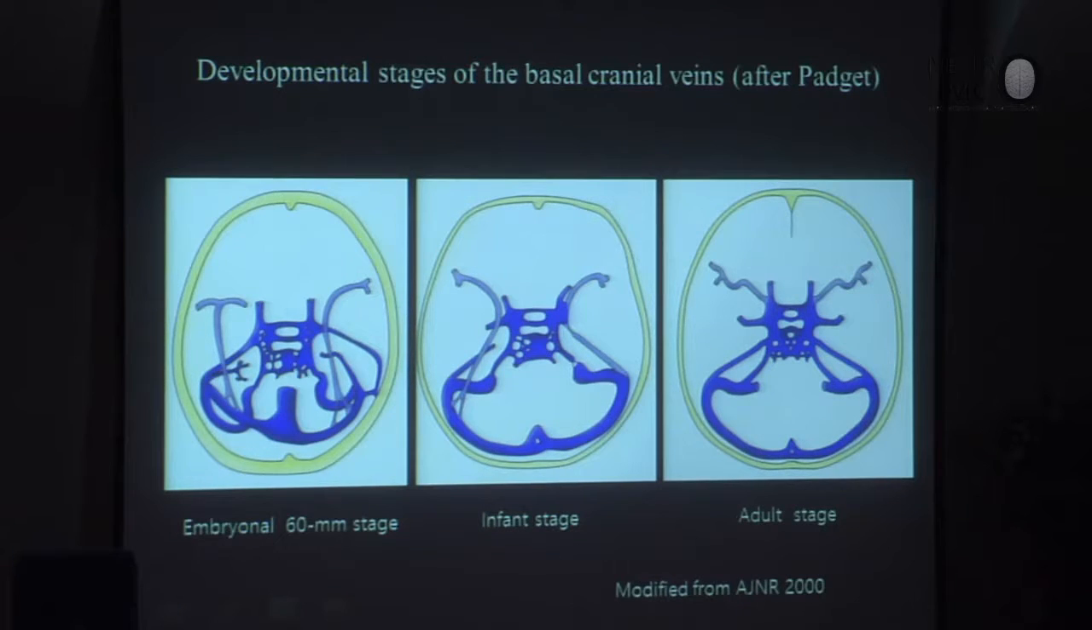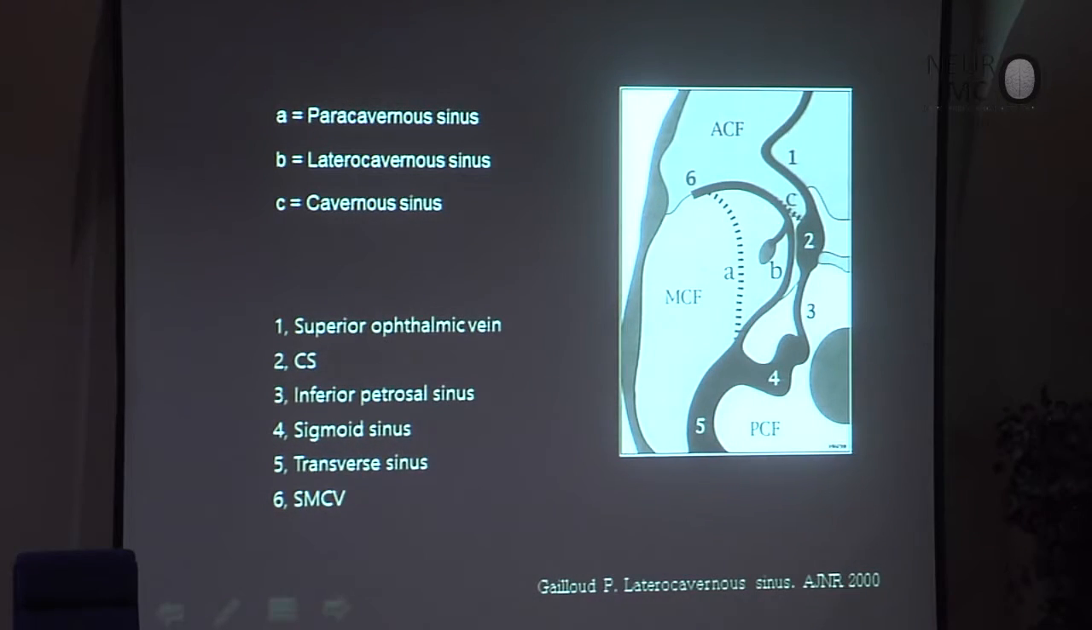Another thing we need to consider is the enlargement of the temporal lobe during the development of the brain. So the superficial middle cerebral vein approaches the cavernous sinus. Finally, the cavernous sinus captures the vein in the adult pattern. So there seems to be such a variation depending on the presence of cavernous sinus capture. So this paracavernous or lateral cavernous type pattern of venous drainage can happen.